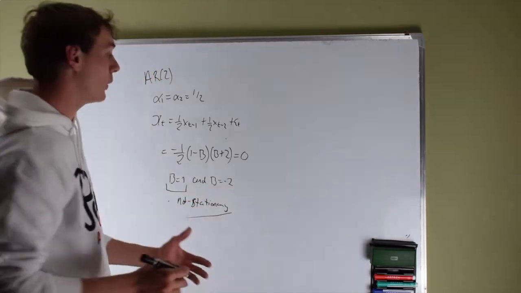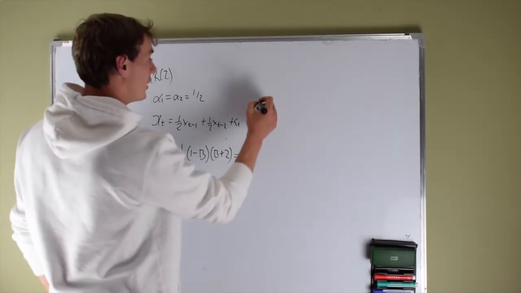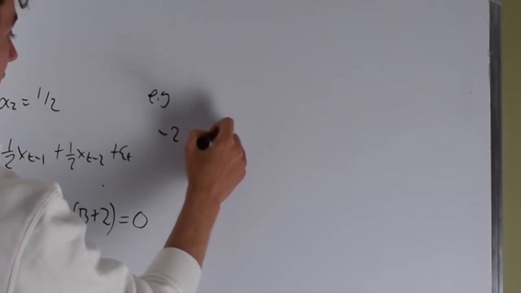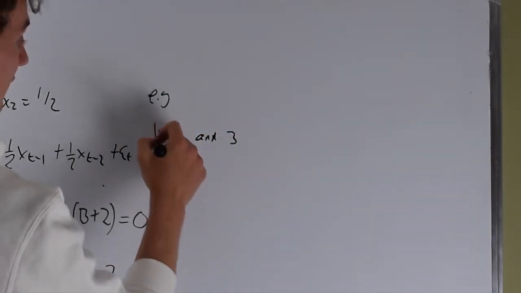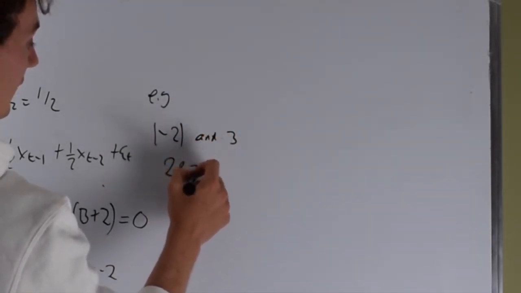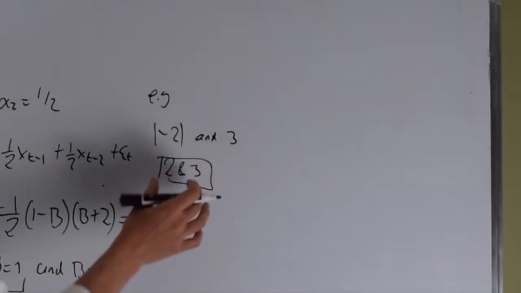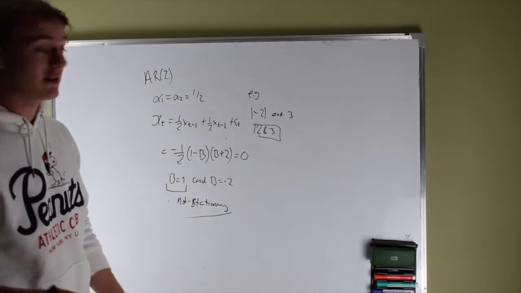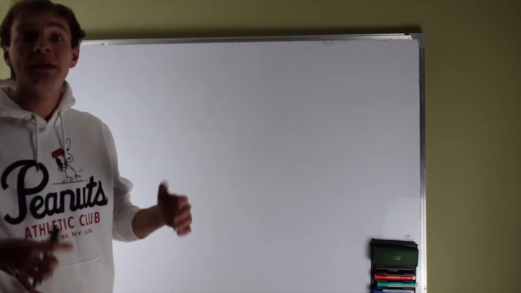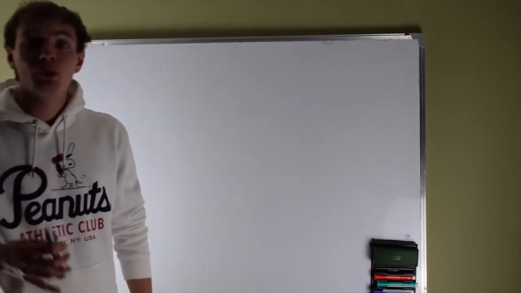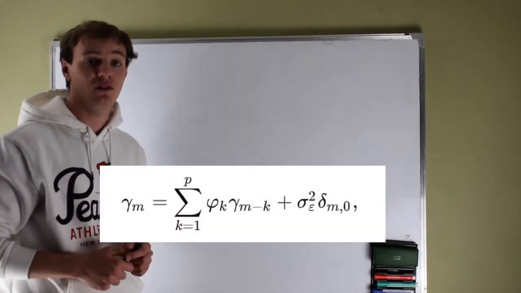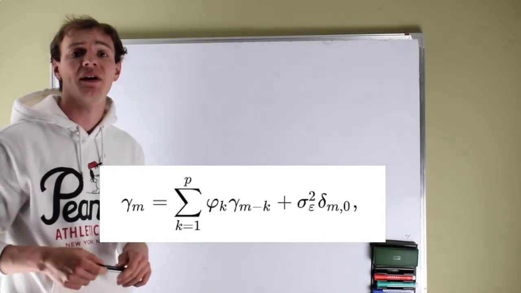An important thing to note as well is you need to take the absolute value of the roots. So for example, if we have minus 2 and 3, we take the absolute value, so we get 2 and 3, and in this case it would be stationary because they both are greater than 1. That's not to say again that AR(2) models are non-stationary. This is just this example here. Now the mean of an AR(p) process is equal to 0, but the autocovariance and the autocorrelation are given by recursive functions known as the Yule-Walker equations. I'll leave a link in the description if you want to find out more about them.